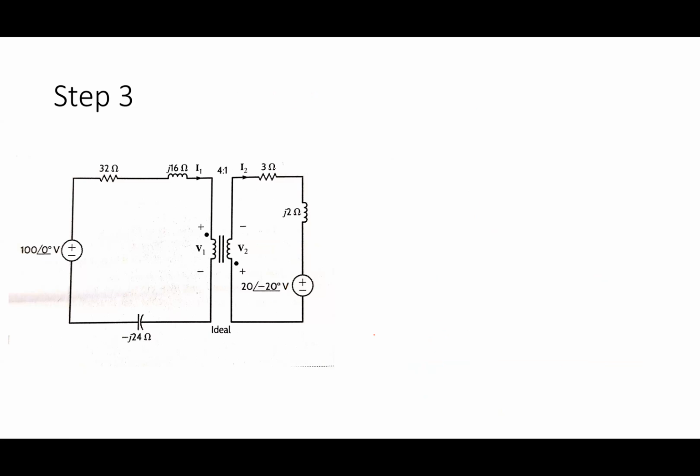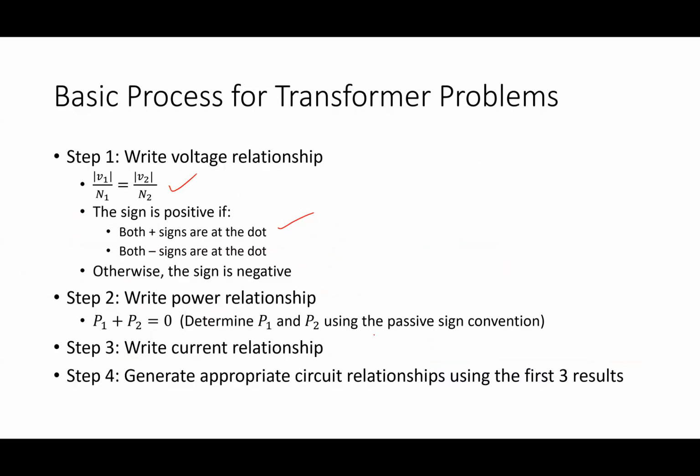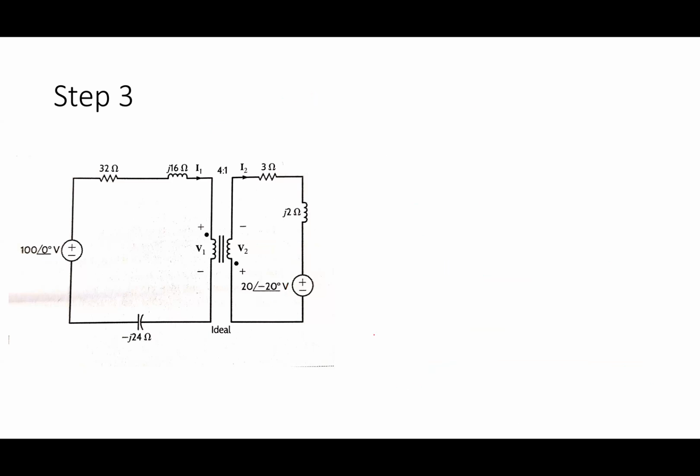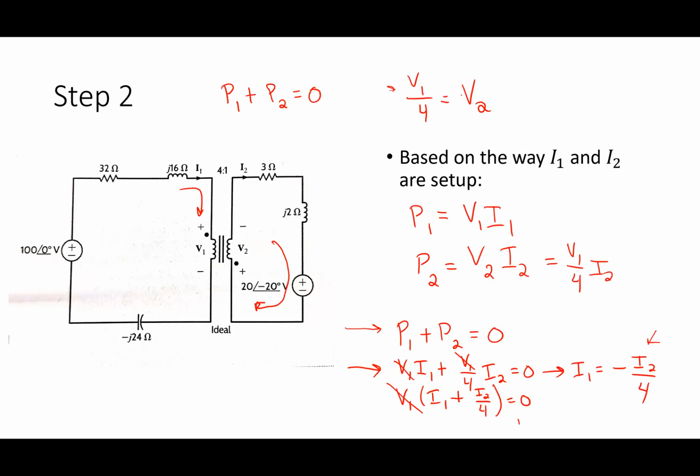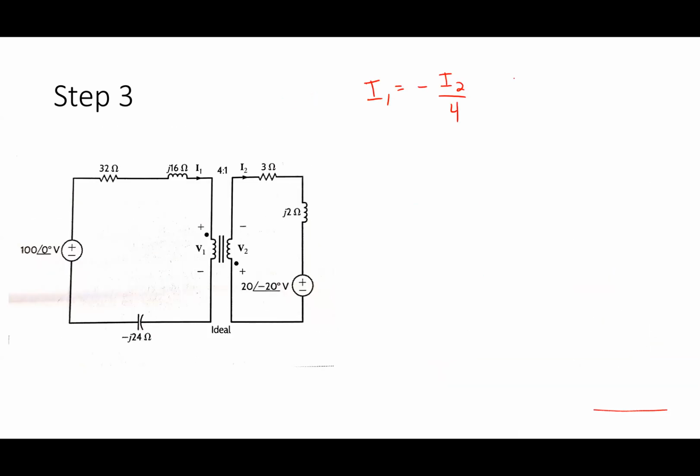All right, so now I get to my third step, which actually I kind of already did. If I go back to my formulations, my third step was to get the current relationship. So that basically was to say that I1 equals negative I2 over 4. And then my other relationship is that V1 over 4 equals V2. We're going to use those now in my fourth step, which is to solve this.